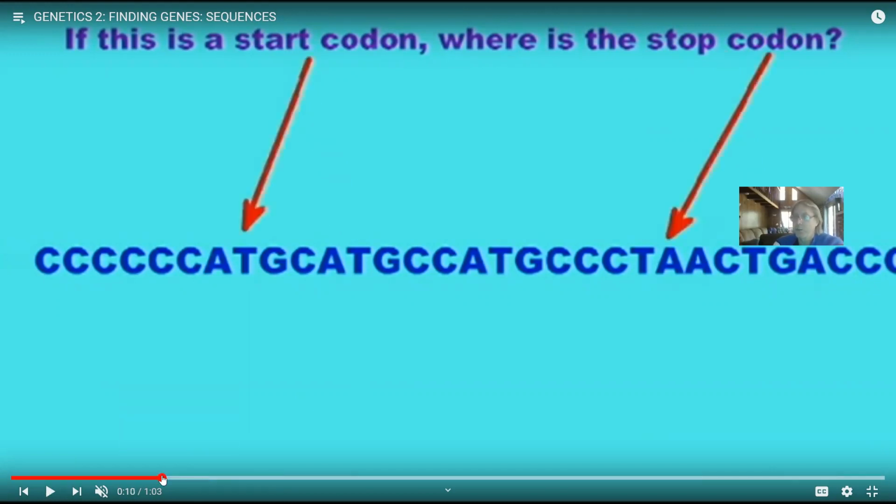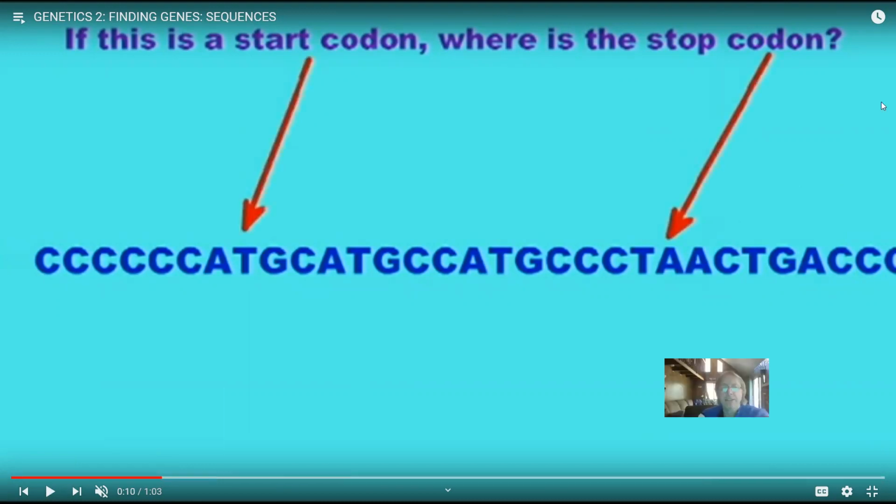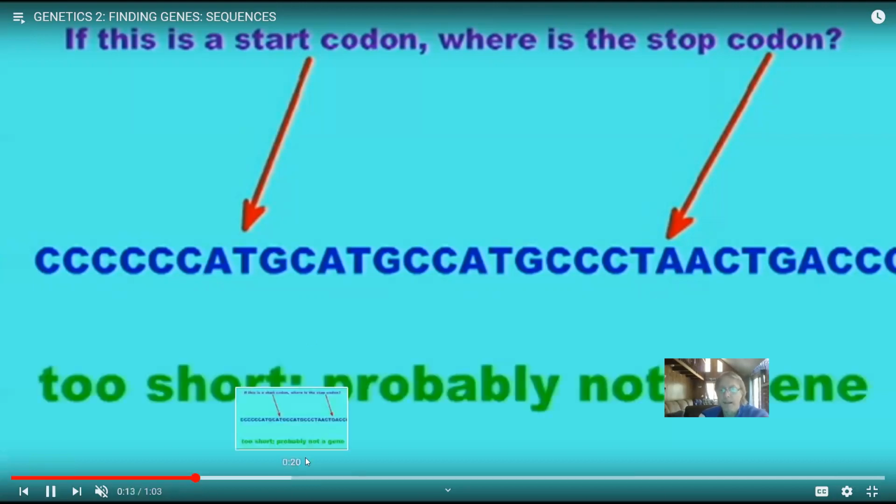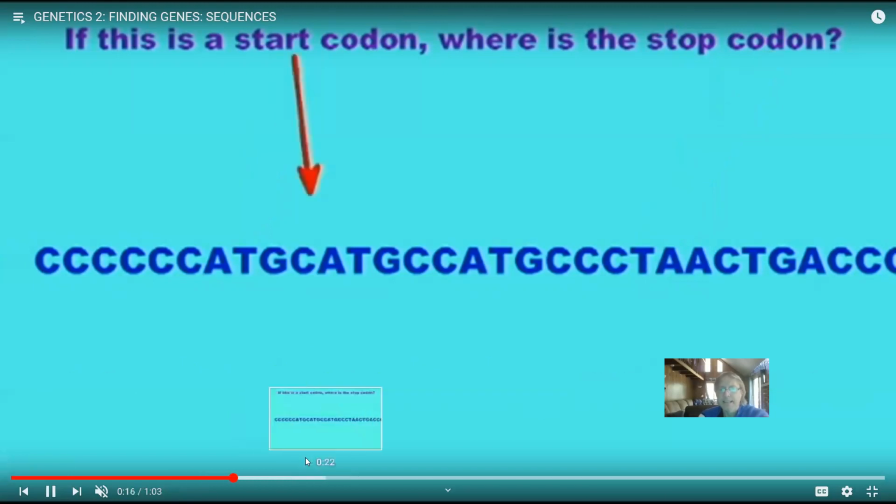It could be an ATG, which is the beginning of a gene, or it could just be a random sequence that is not a gene. And so if this were the beginning of the gene, here would be the end of the gene. Yeah, that's probably too short. So even though that could be a start codon, it's not. And so probably that is not a gene.